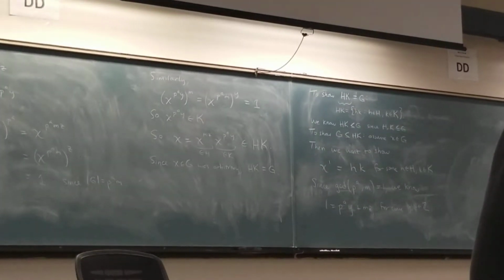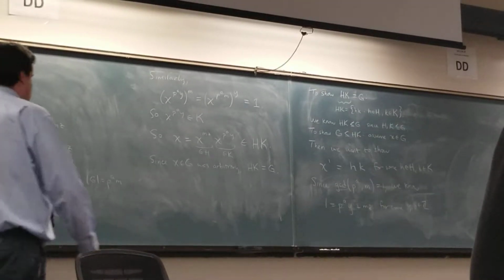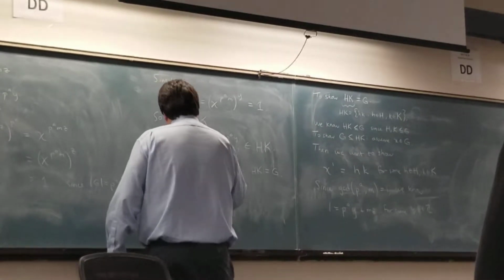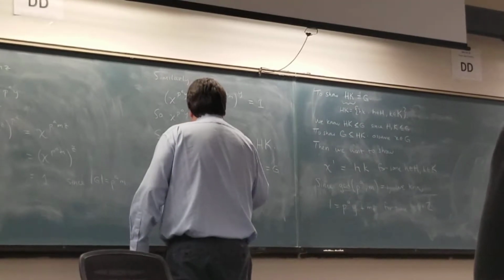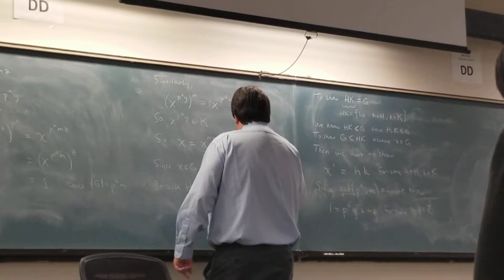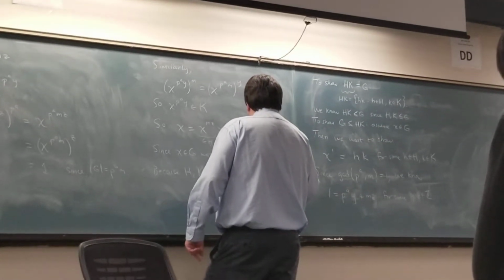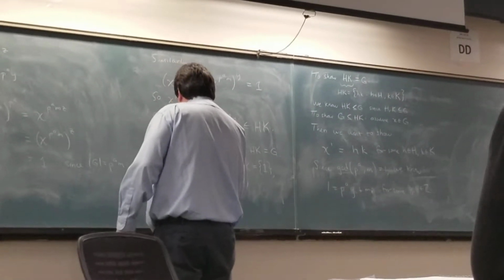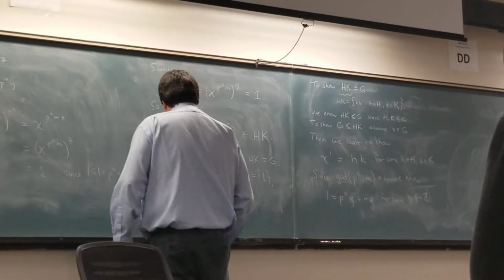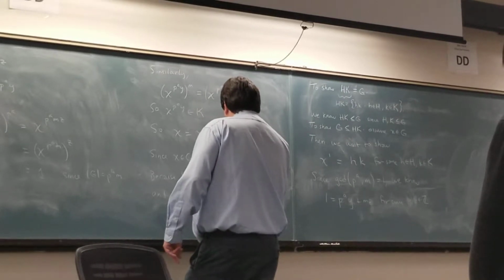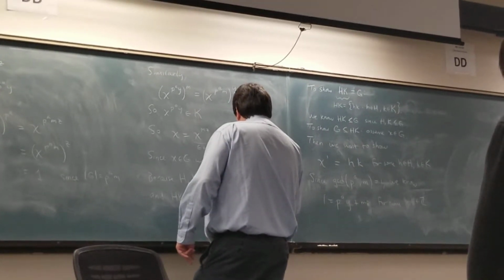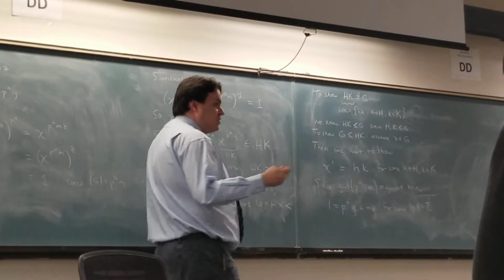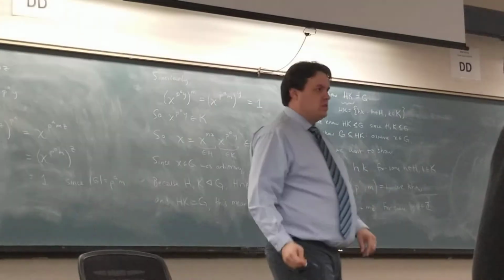All right, but wait, there's more. So because H and K are both normal subgroups of G, H and K intersect trivially, and H times K is the whole group. What does that mean? H cross K. That's right. This means G is really an internal direct product of H cross K, which means it's isomorphic to the actual external direct product of H and K.